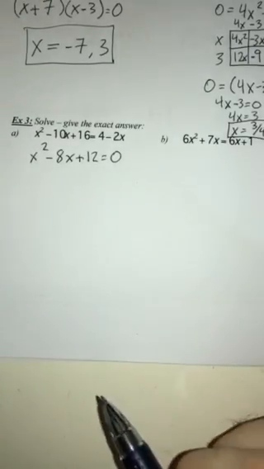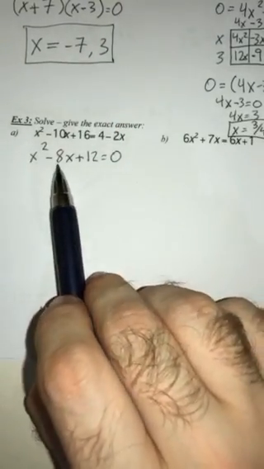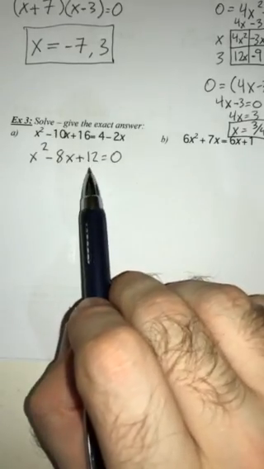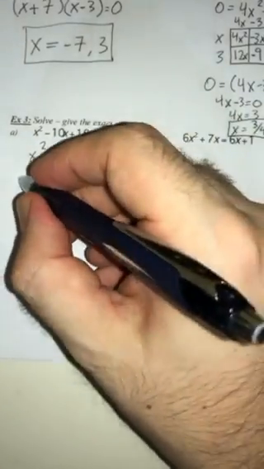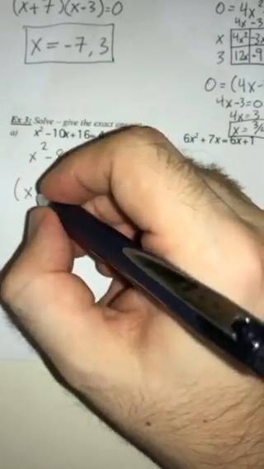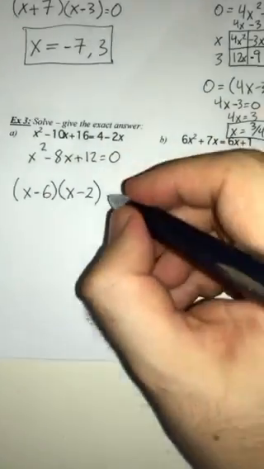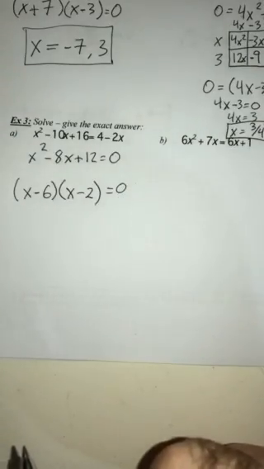Oh, much easier. You've got this. You've actually done something like that up above, but I'll show you again. Two numbers that add to negative 8, multiply to positive 12. So breaking it up, I'll get x minus 6, x minus 2. Don't forget the equals 0.